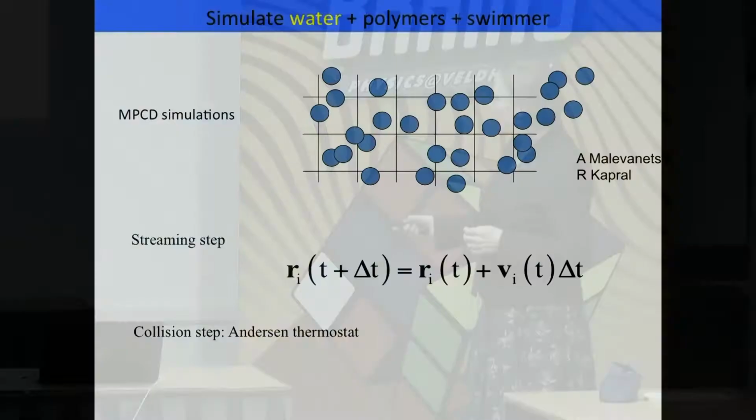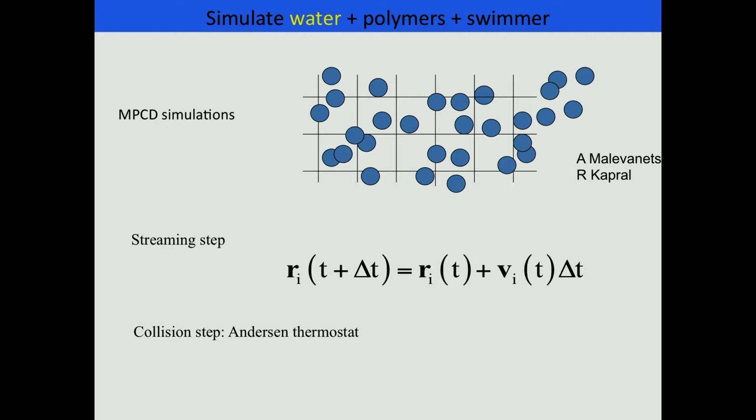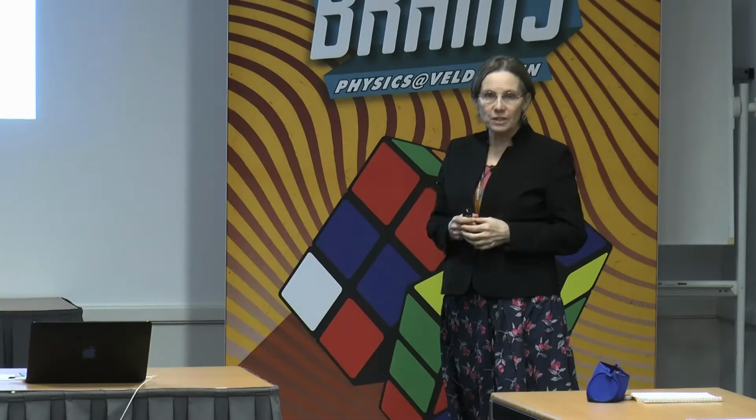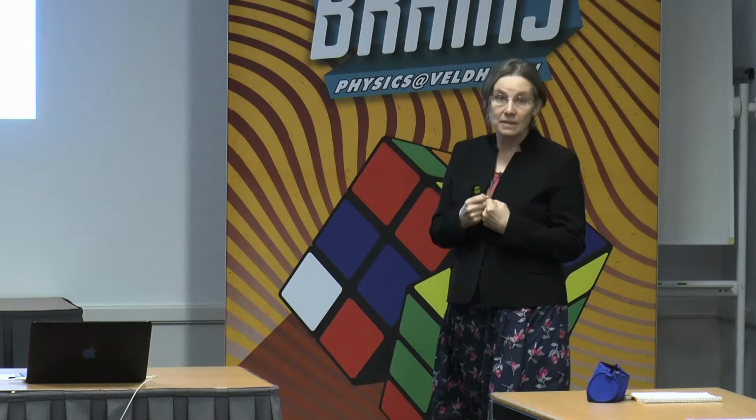The one we actually use here is a thing called the Anderson thermostat. And what you do is you basically divide your system into boxes, cubic boxes, and then you do the collision within each box. And within each box, you just choose new velocities from a Maxwell-Boltzmann distribution, but you choose them in such a way that you conserve momentum. Sorry, don't conserve energy, conserve momentum. And because you choose them from Maxwell-Boltzmann, you automatically thermostat the system at a given temperature T.